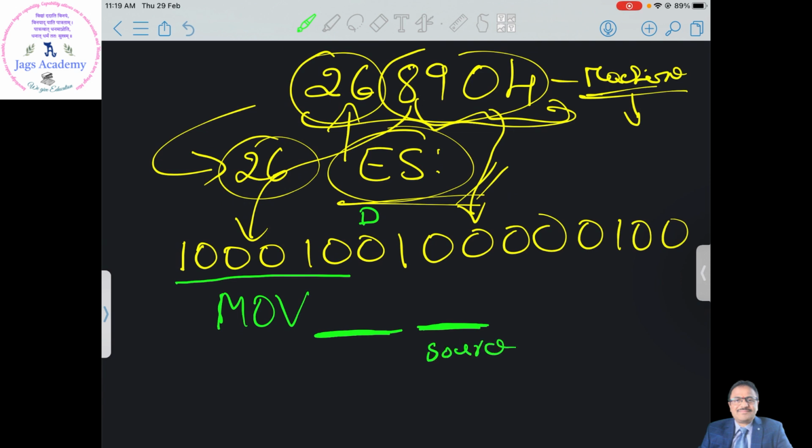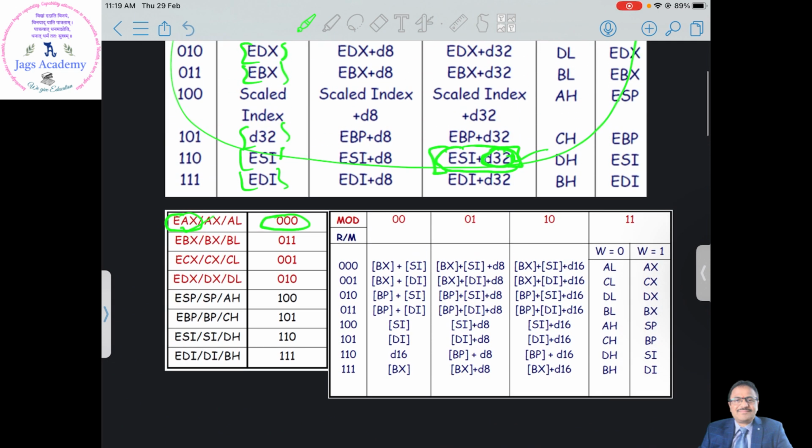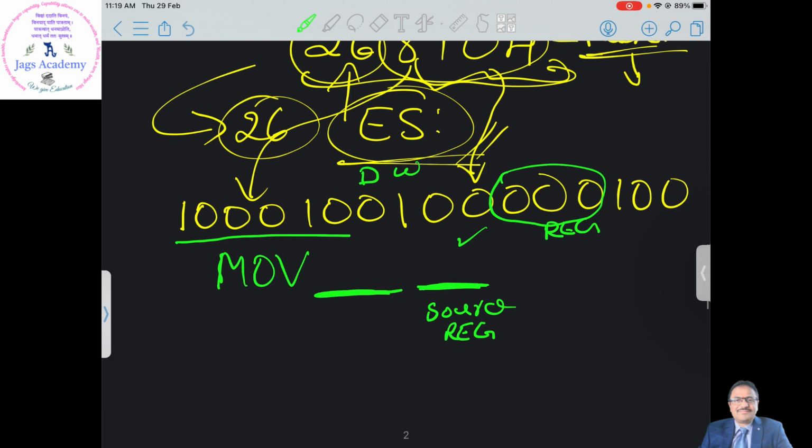Okay. Now W bit is 1. That means this register, whatever you are putting here, is supposed to be a 16-bit register. Now which register? That will get it from the register bit. This is going to be your REG bit. And definitely you know for 000 from the table, it is going to be your AX. Now it is 16-bit. It is AX. There is no violation there. Now you see here, definitely this is going to be your AX register.